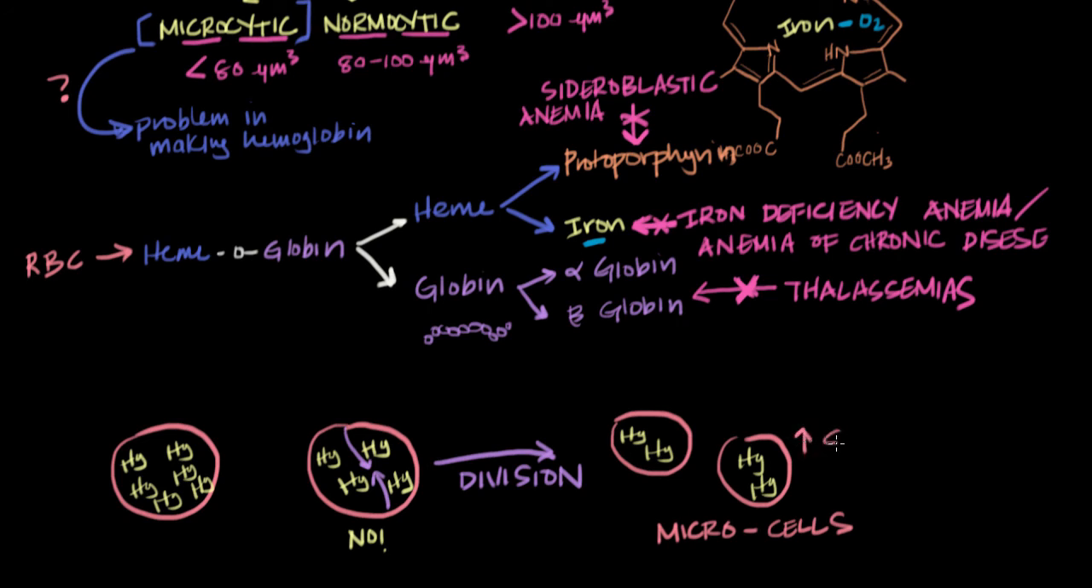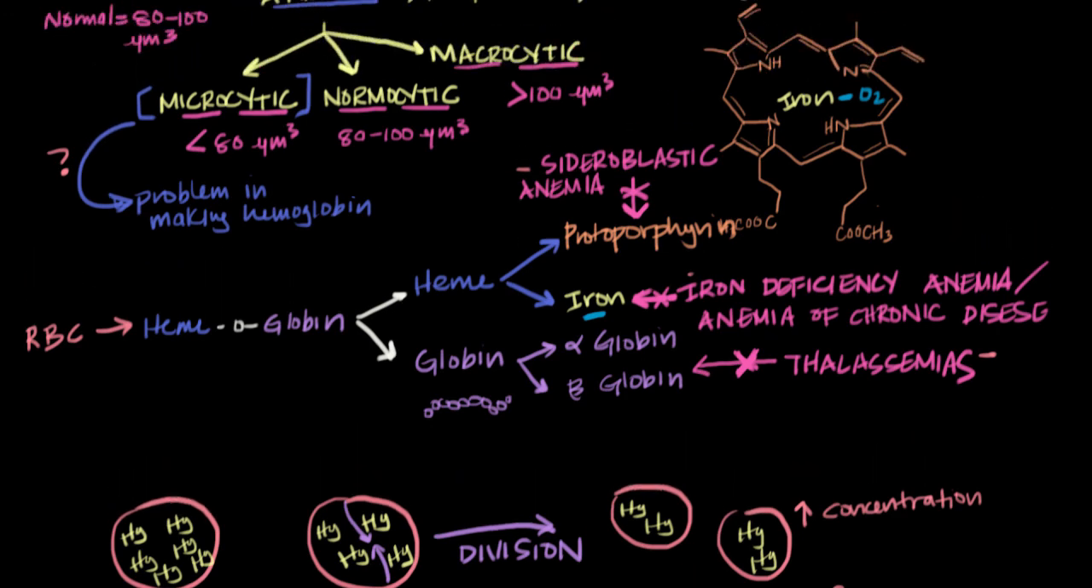And so that's why when you have a problem in making hemoglobin, you end up with a microcytic anemia, or an anemia in which the red blood cells are much smaller than normal. And like we discussed, these are the different types of microcytic anemias, or the different ways in which you can end up with a problem in making hemoglobin.